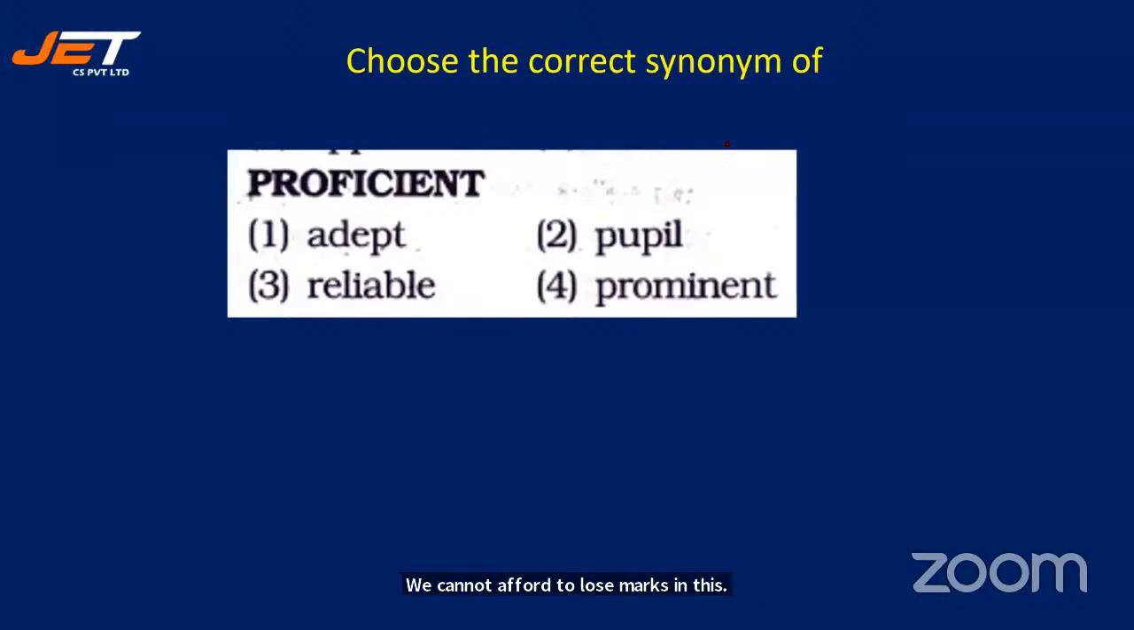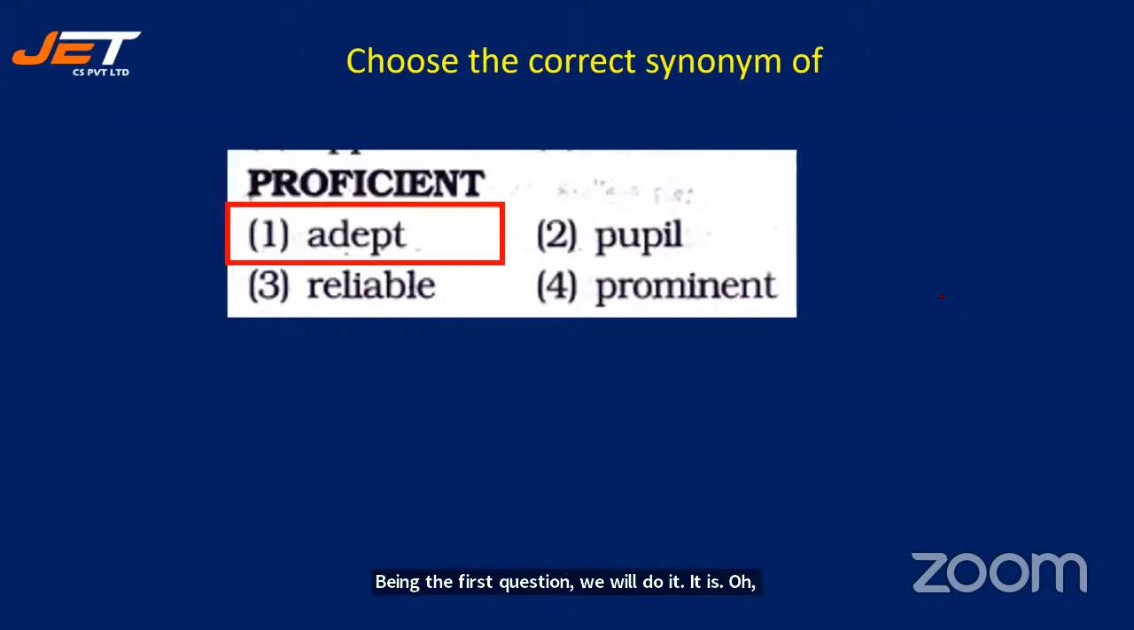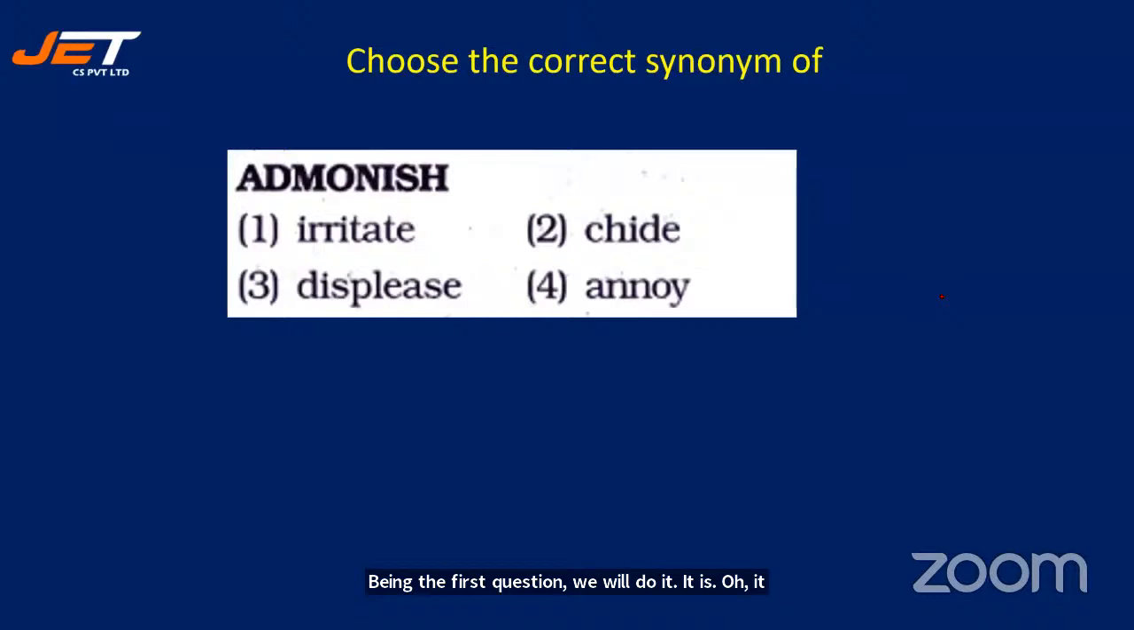All right. See, the first question, you have to choose the correct synonym. Synonym means meanings. Antonym means opposites. Okay. So what is proficient? Is it pupil? Is it prominent? Is it adept? Or is it reliable? Being the first question, we will do it. It should be adept. Okay. All right. See the next question.